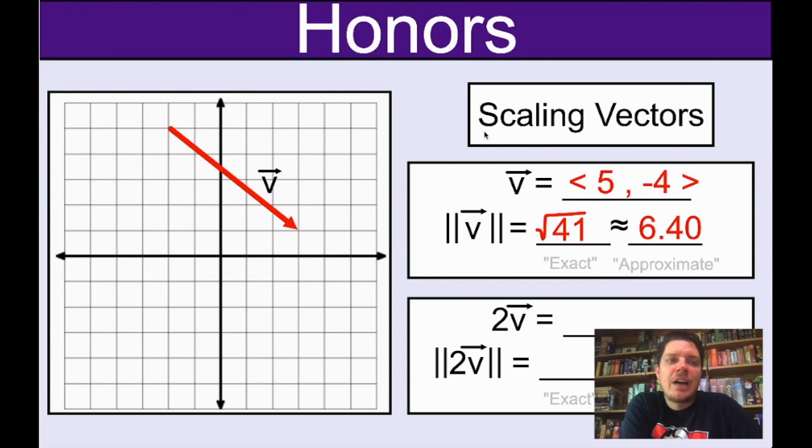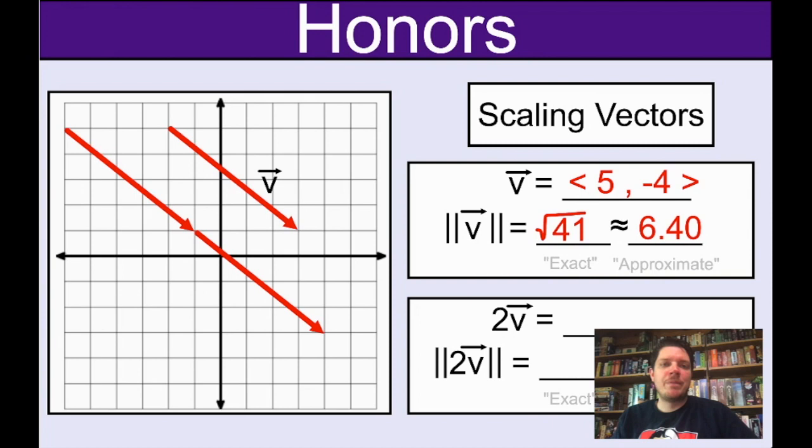Now, if you remember back to eighth grade, when you scale a shape, you either make it bigger or smaller, but it stays the same proportions. They look the same. Same thing with a vector. If we wanted to scale this vector by a factor of 2, so 2 of vector v, that basically means we're just taking this vector, here, let's put it right here, and making it twice as long. Sorry. So really this would be one big vector, but I'm using the two little vectors as an example.